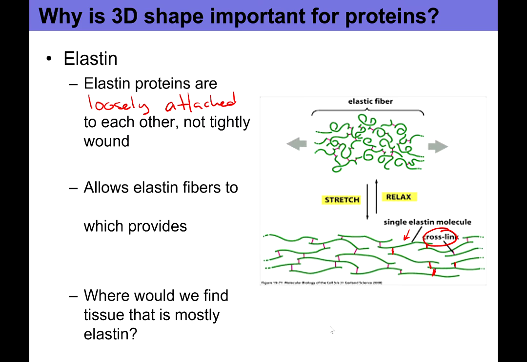Because they're loosely attached to each other, this allows elastin to stretch and relax like a rubber band, which provides what we call elasticity, or stretchiness, to tissues. So we would expect to find more elastin in tissues that are stretchy, for example, cartilage.